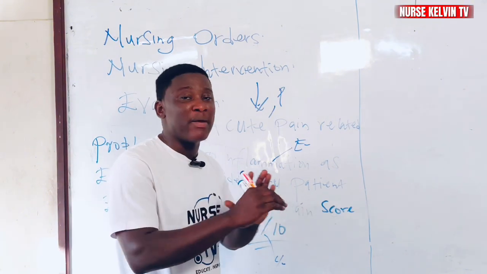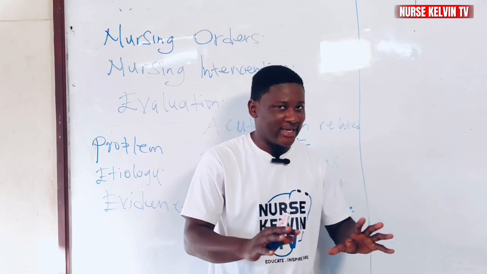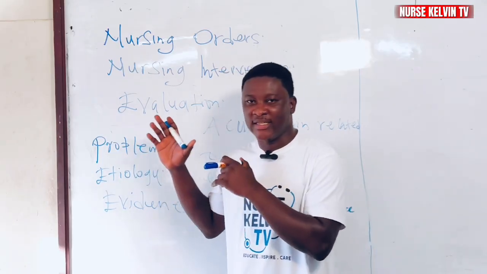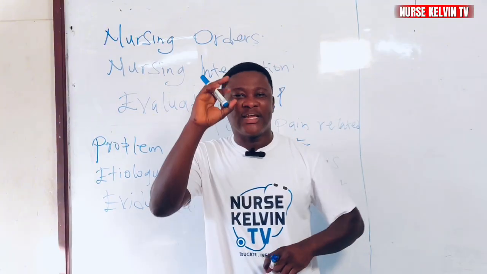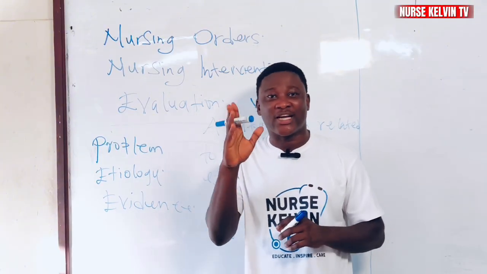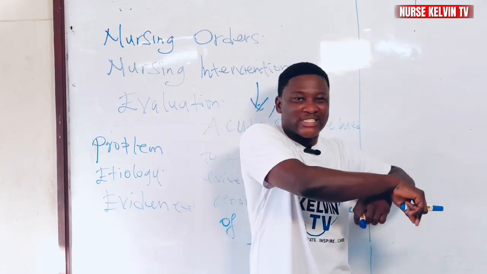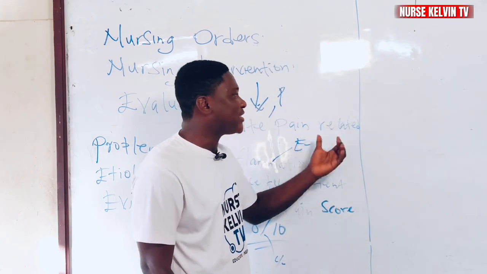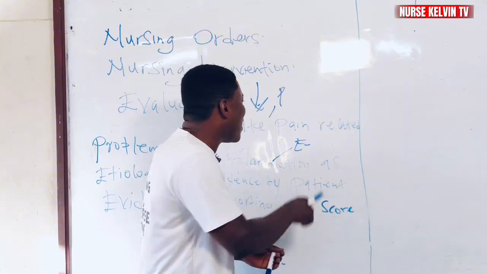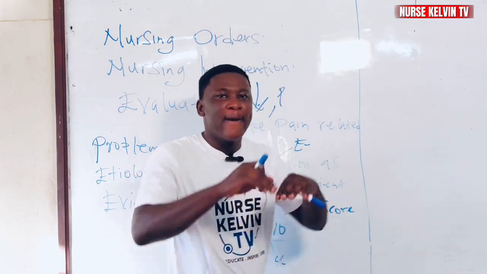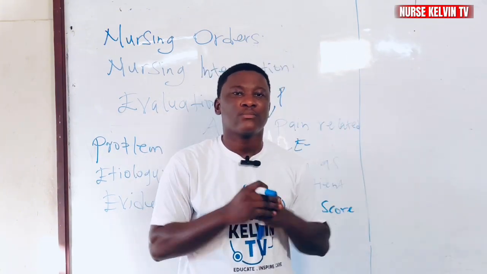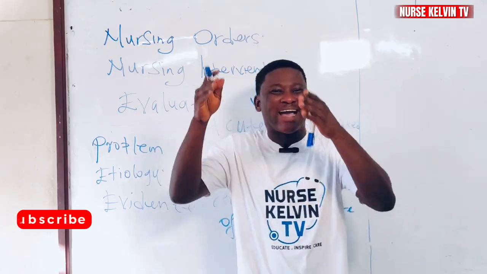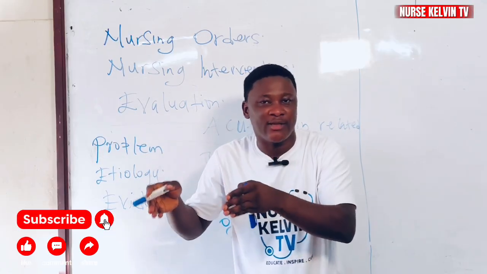So we base on this to write the nursing diagnosis, the nursing intervention, the orders, and the evaluation. The nursing orders are instructions, actions about addressing the nursing diagnosis. The nursing orders will be about pain, we are going to reduce the pain. Those are the things in the nursing orders.